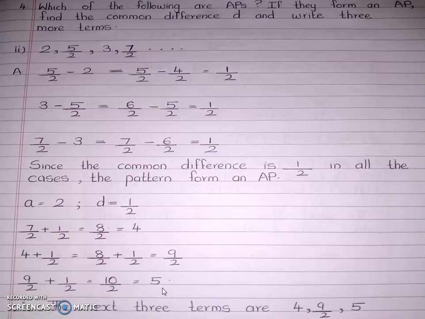So which are the next three terms? The next three terms are 4, 9 by 2 and 5. Here you have to remember the addition rule of fractions which you learnt in standard 6.